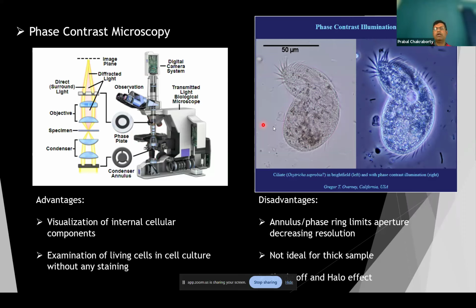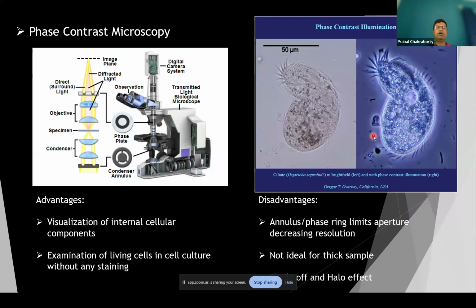If you compare the left side and right side images, the left side is the bright field image, where it is very difficult to understand the hair-like projections, but with the phase contrast effect, it's very easy to understand the hair-like projection structure. That is how the phase contrast technique can help you to see internal details of an unstained sample.